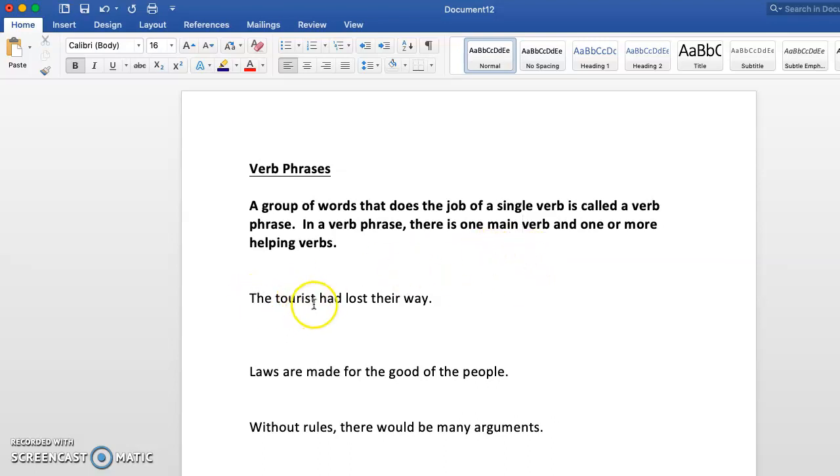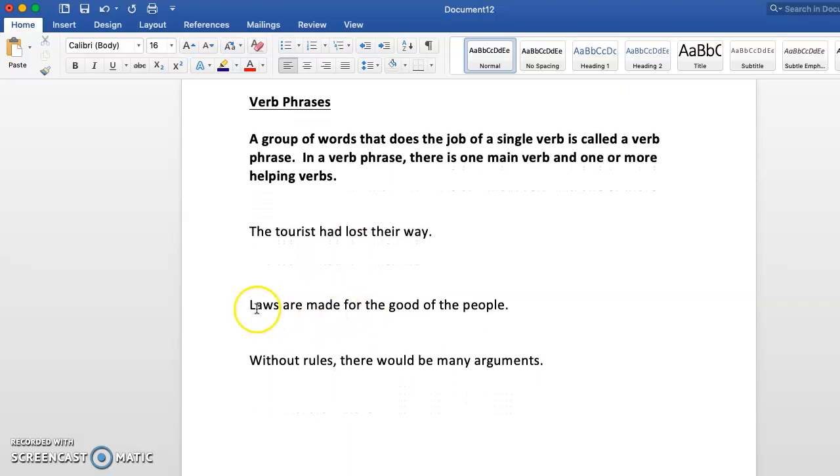So here's an example. The tourist had lost their way. So we have "had lost" as our verb phrase. "Had" is our helping verb, and "lost" is our main verb. So we have "had lost" as our verb phrase.